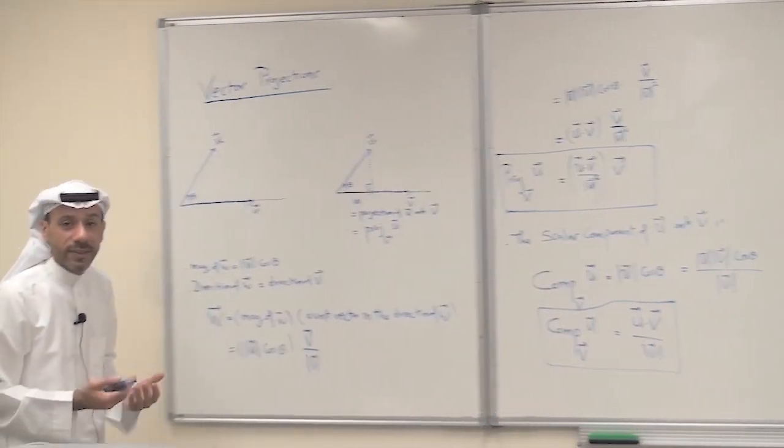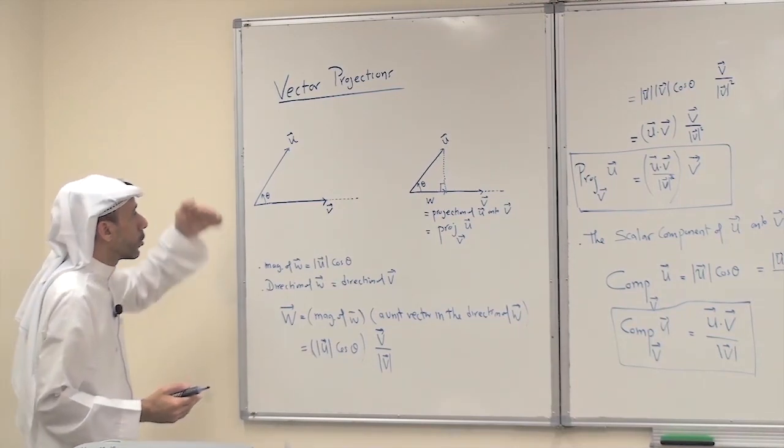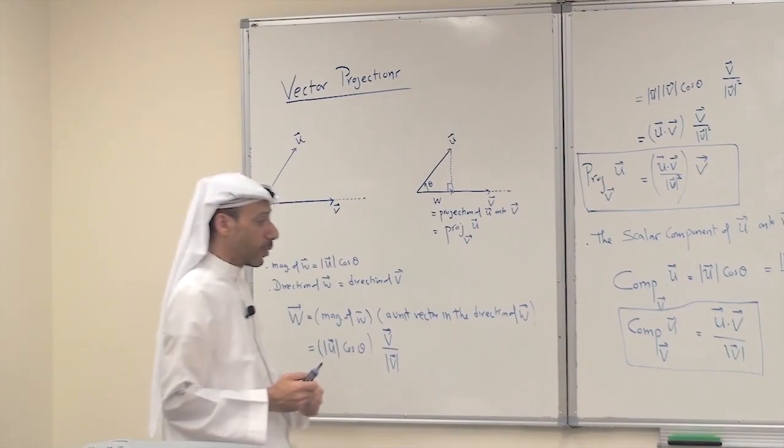Of course, needless to say, in this process we are assuming that the vectors U and V are non-zero. U and V are non-zero vectors.